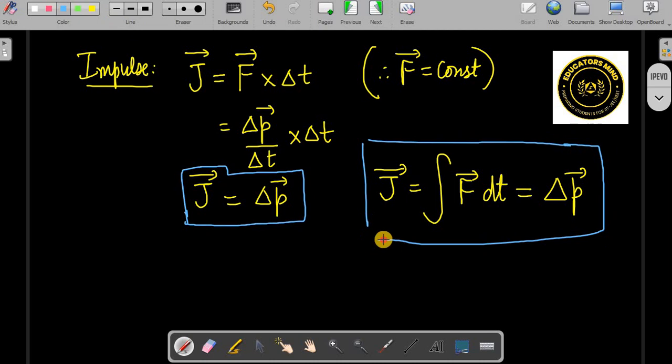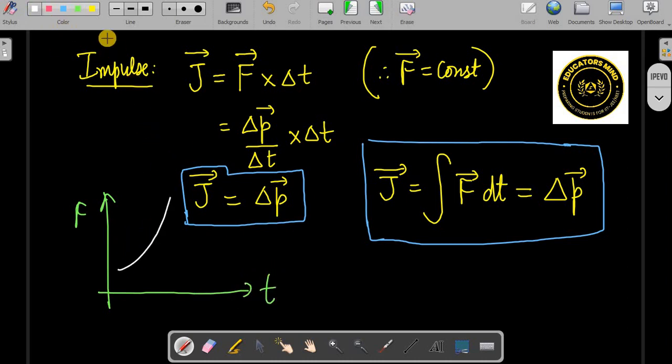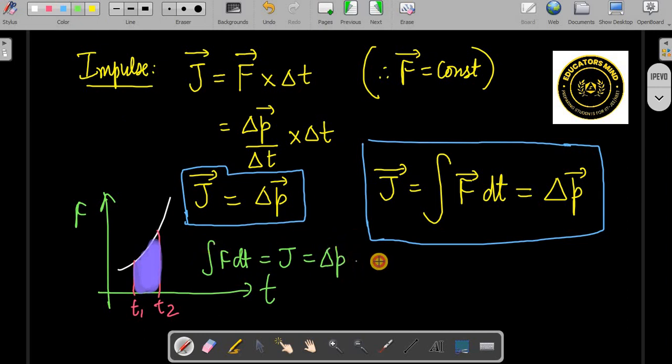And sometimes a force versus time graph will be given, right? Let's say this is a force versus time graph. If the graph is given like this, the area under the graph between two time instances, what does this area represent? This area under the graph will give us what? This will give us impulse. The integration of F dt will give us impulse or change in momentum. That is the area under the force time graph.